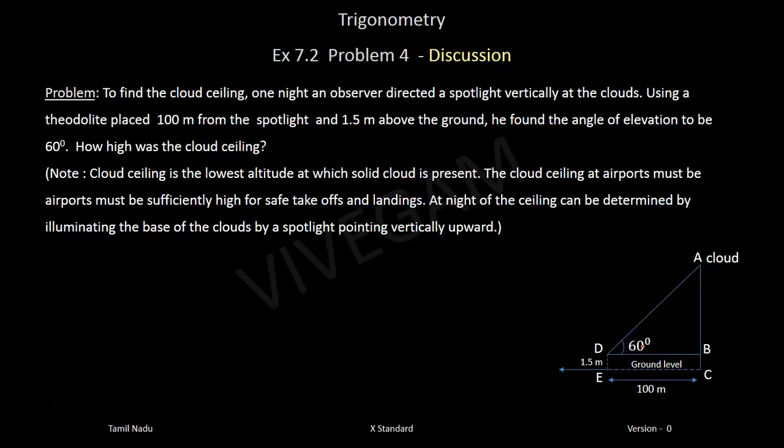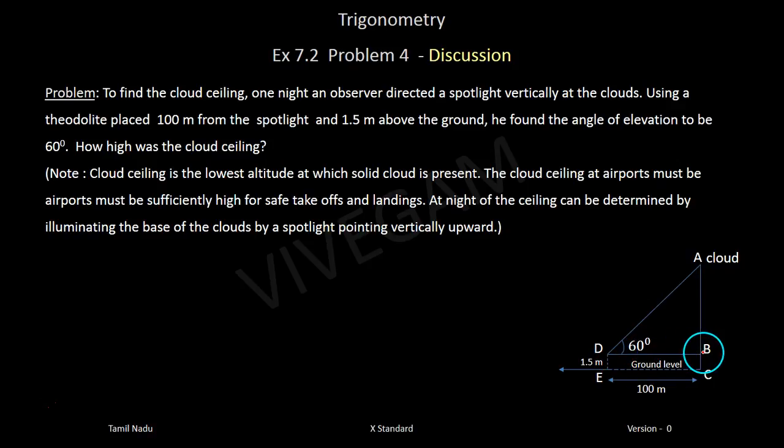Okay. Now what is the question? The question was, how high was the cloud ceiling? That is, we want to know AC. Okay, but see here, DE is 1.5 meters, which means BC is also 1.5 meters. It's a parallel line. This line is parallel to the ground level, right? So BC is 1.5 meters. So all we need to find is AB. And this EC is 100 meters, which means BD is also 100 meters.